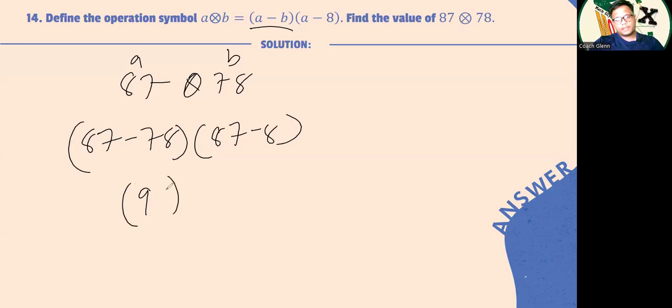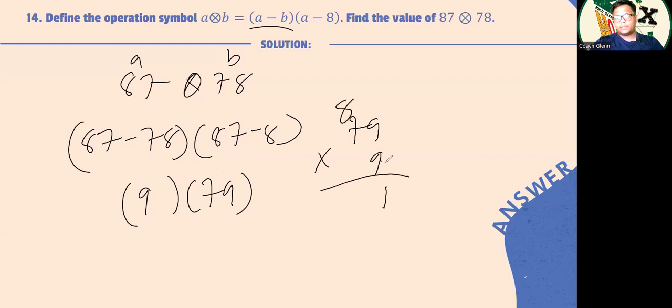87 minus 8, that's equal to 79. So we need 9 times 79. So proceed to multiplication. So 9 times 9, that's equal to 81. 9 times 7, that's equal to 63. And 63 plus 8, that's equal to 71. So the final value here should be 711.